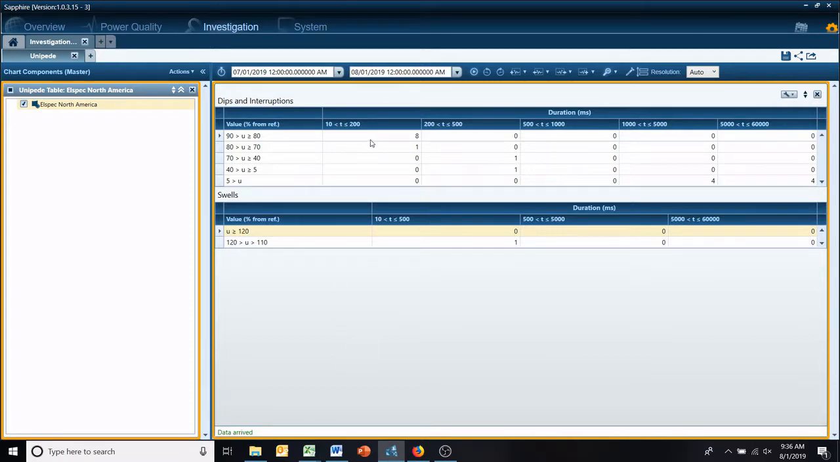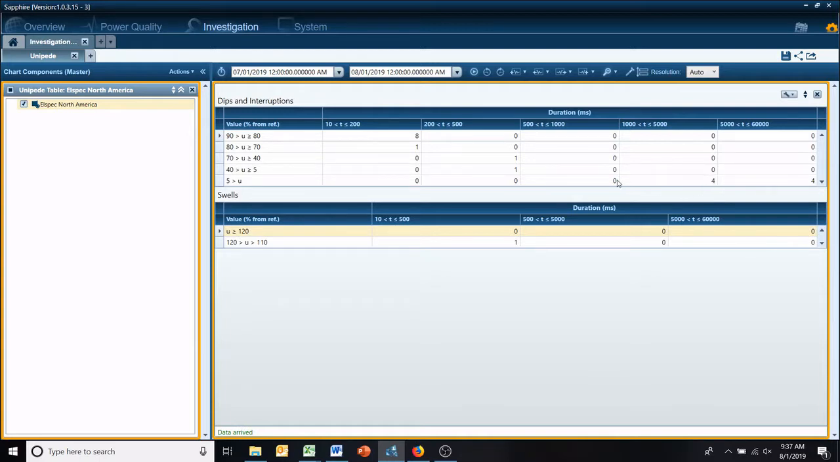So now you have this chart, and you're, well, what does it do? So from 10 to 200 milliseconds, there was 8 events less than 90% and then greater than or equal to 80% of nominal. And there was one in that same time frame between 80 and 70% of nominal. And then over here you had 4.